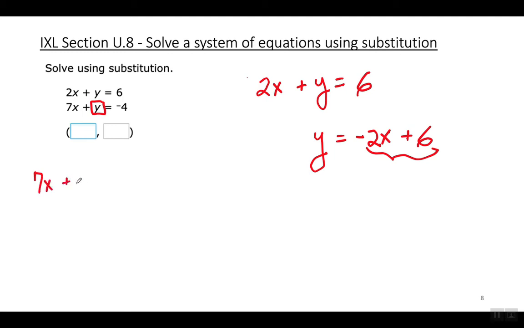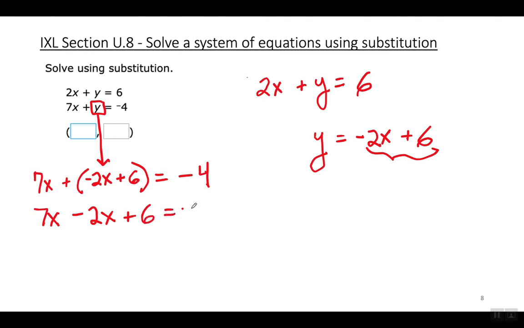plus, let me just write this. 7x plus negative 2x plus 6. That may make it look complicated. I'll simplify it right now. But I just want you to see that for this y, I'm just plugging in this entire expression right here. Now when I distribute that plus sign, it'll basically become 7x minus 2x plus 6 equals negative 4.